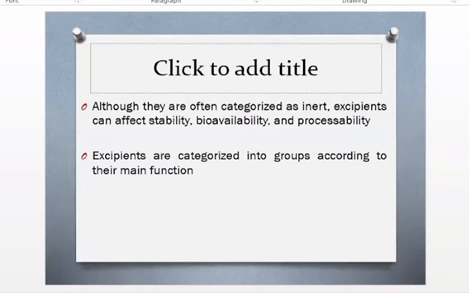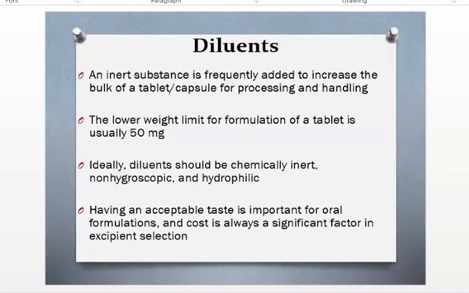So excipients are categorized into groups according to their main function. These are the classes that you find. So we have what are referred to as diluents. In diluents, these are inert substances which are added for processing, just to increase the bulk of the tablet or capsule for processing and handling.